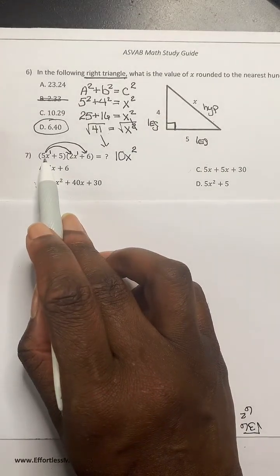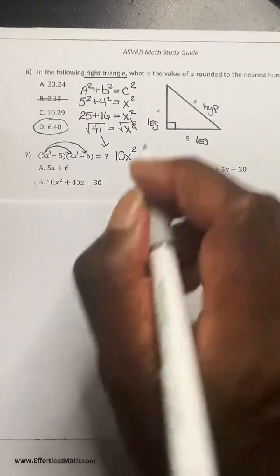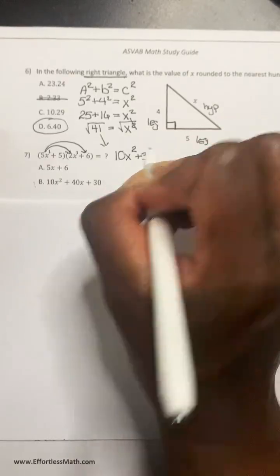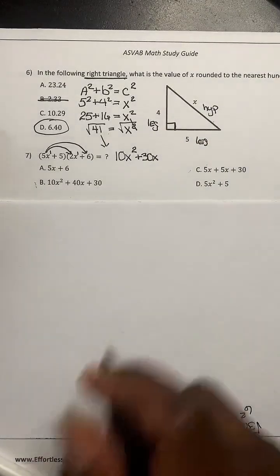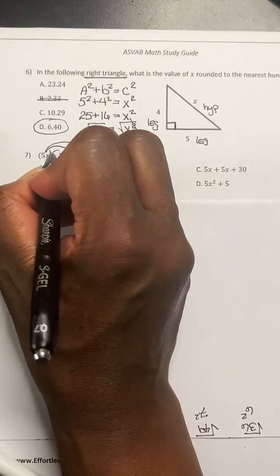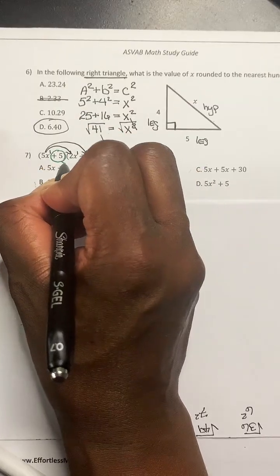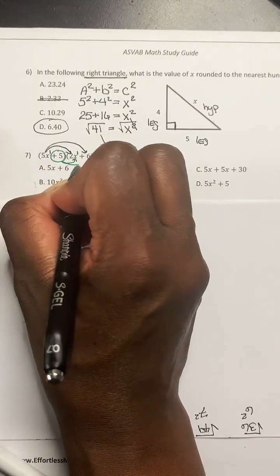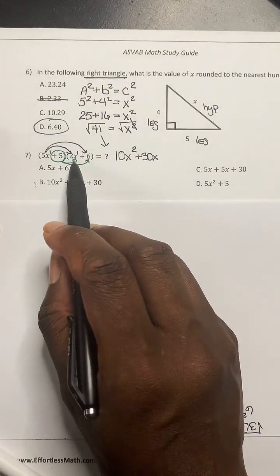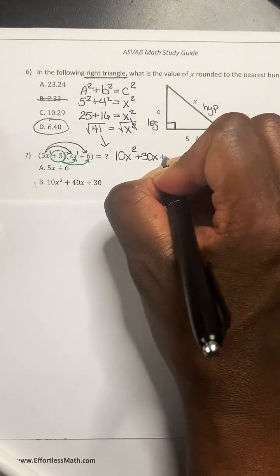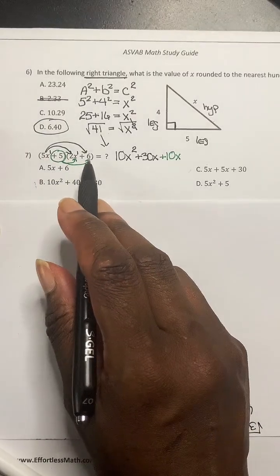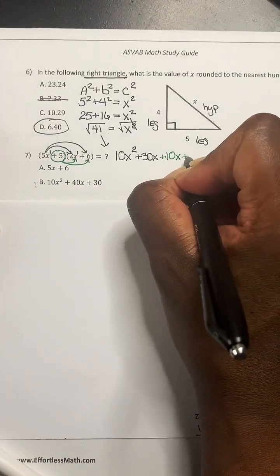Now, when you multiply the 5x to the positive 6, that gives me a positive 30x. So now we're going to take this positive 5 and we're going to distribute that to everything in the second parenthesis. So that means 5 times 2x, that gives me a positive 10x. And then 5 times a positive 6, that gives me a positive 30.